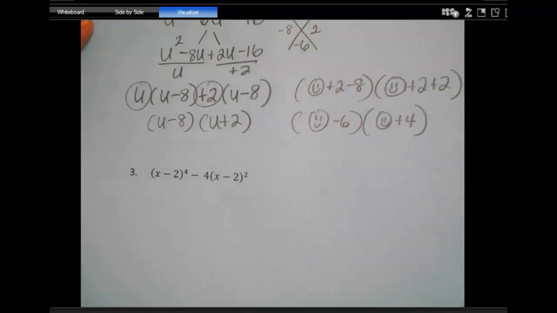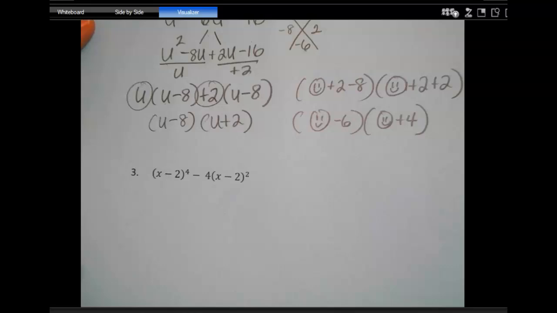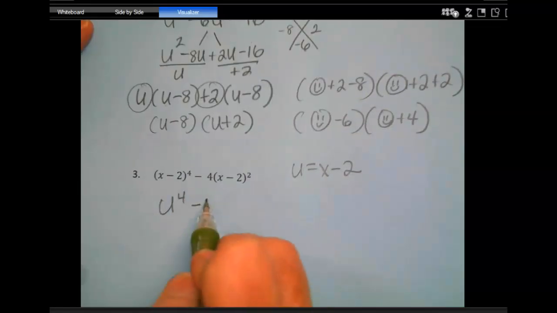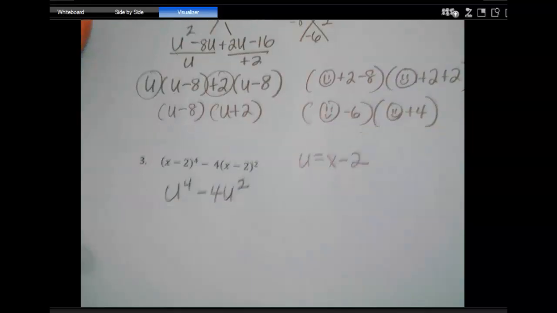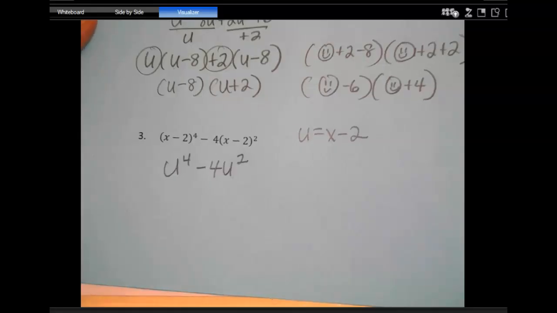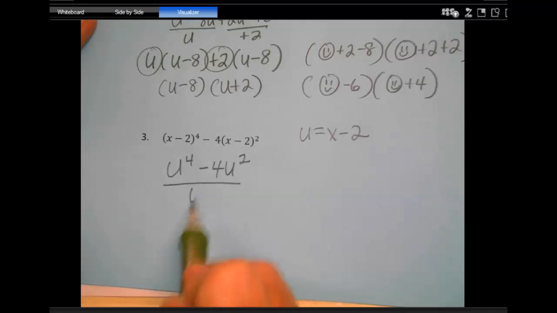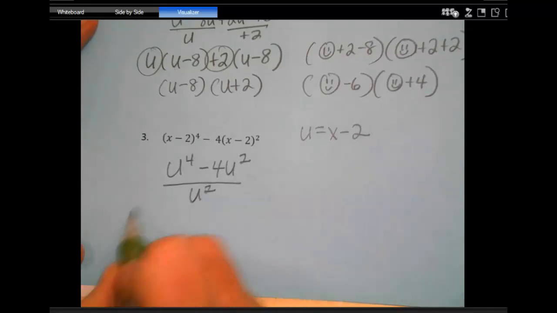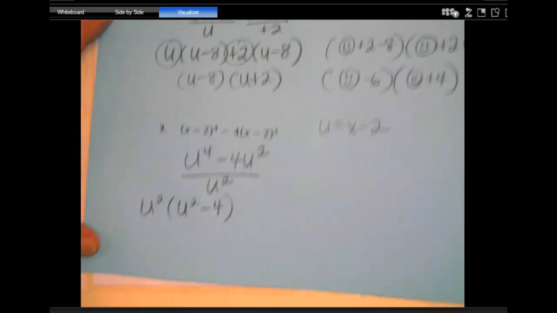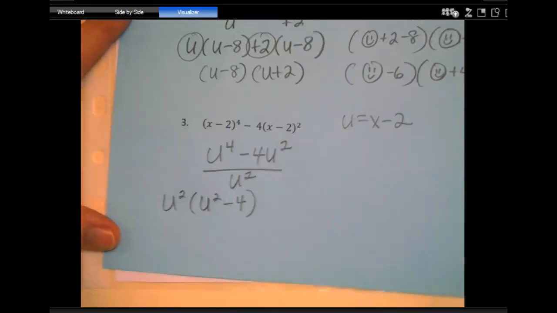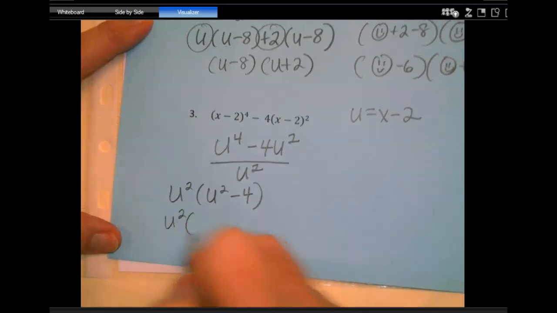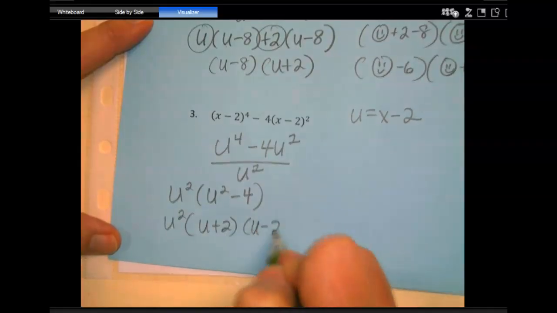So what am I going to make a u this time? X minus 2. So when I do that now, I have u to the 4th minus 4u squared. Do I have a greatest common factor? U squared. Okay, so if I have u squared, that's going to leave me u squared minus 4. So what do we see with the u squared minus 4? It's a perfect square. So we're going to do u squared times u plus 2 and u minus 2.